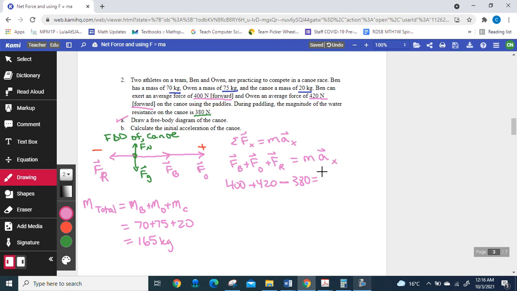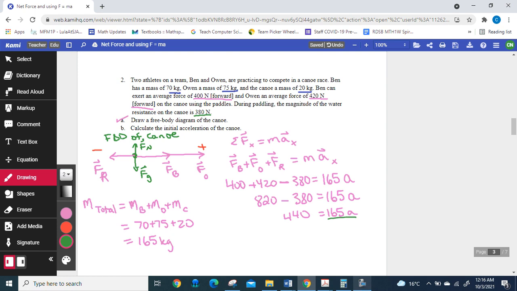Let's stick that back up in our equation. So our mass is 165, and no, we don't know our acceleration. We're looking for it. So in the forwards direction, we have a total of 820 newtons. In the backwards direction, 380. Mass of 165 times our acceleration. Let's clean that all up. So what do we get? 440 equals 165 times the acceleration.